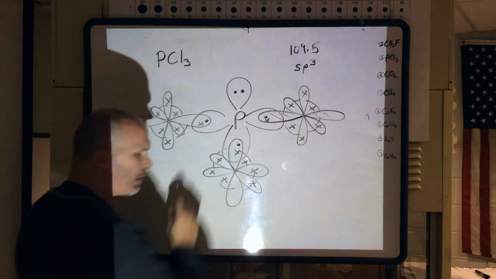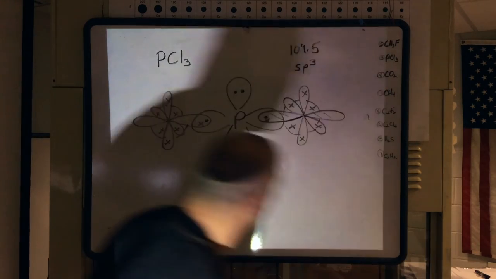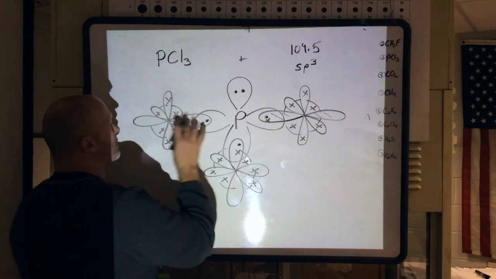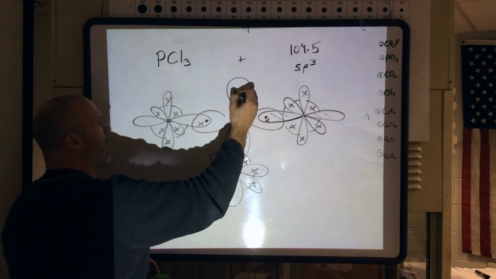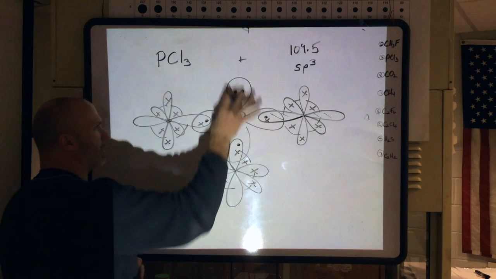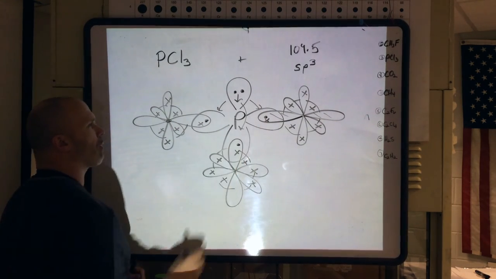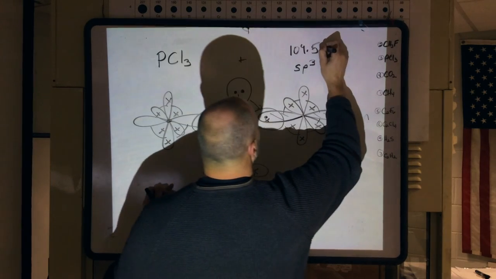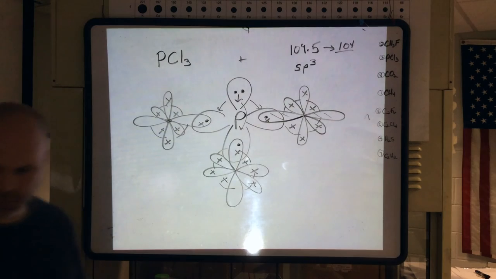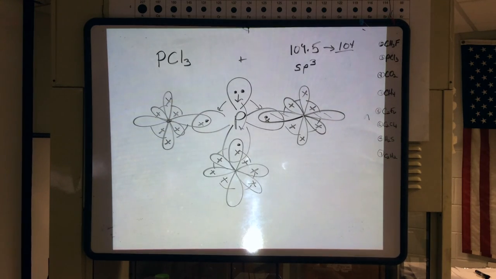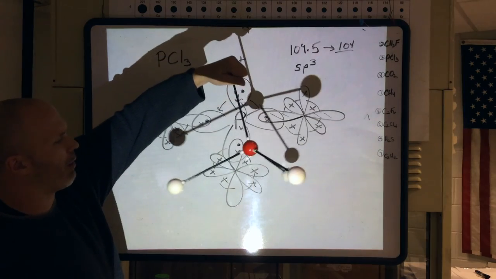sp3 hybridized. Now, the only little caveat here is that the lone pair of electrons, because it doesn't have a nucleus, or the nucleus is here, right, to push it away, these pairs actually contract a little bit closer. So they actually repel these electrons more. So this bond angle goes down to about 104 with a lone pair. And that's an approximation, okay? So I have sp3 hybridized with a lone pair.